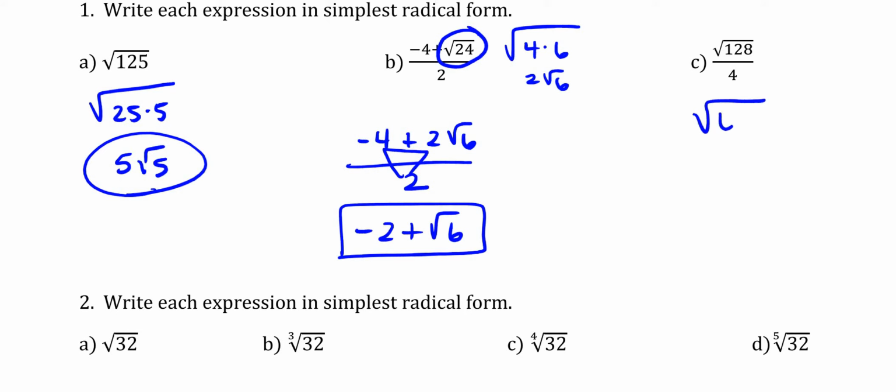128, well, I can make that 64 and 2. Square root of 64 is 8, so I have 8 square roots of 2 over 4. So this final answer becomes 2 square roots of 2.